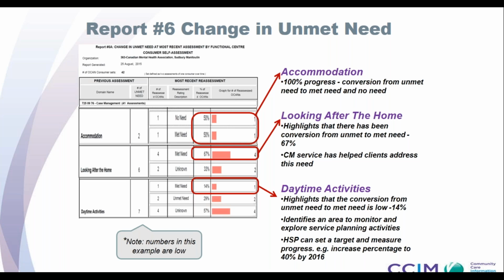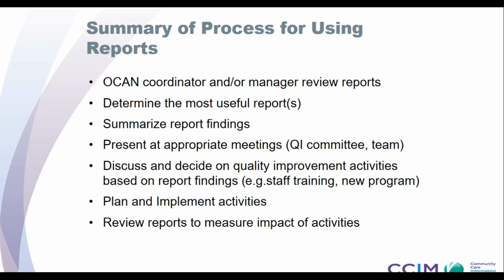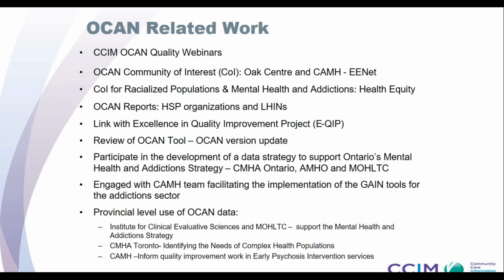For instance, daytime activities, this organization wants to focus a little bit more on that to see if they can make more of a difference. And then this is just a quick bullets about the process that organizations use to review reports. Often it's reviewed by decision support or a coordinator, and then it should help determine the most useful reports, summarizing those reports, and then bringing it to the appropriate meetings, deciding on activities to help with quality improvement, like staff training or new programming, and then how to plan and implement those activities and to use the reports to measure those activities.